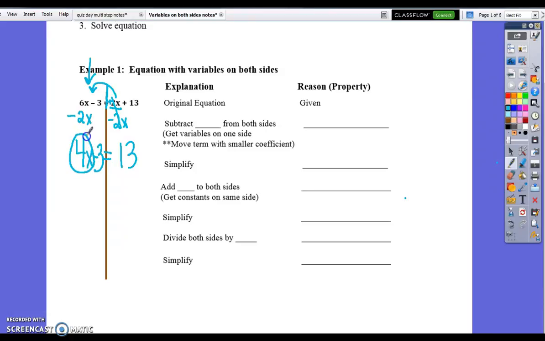So 4x, how do I get 4x by itself? I have a negative 3, so what's in its way? Negative 3, how do I get it by itself? I add 3 to both sides.